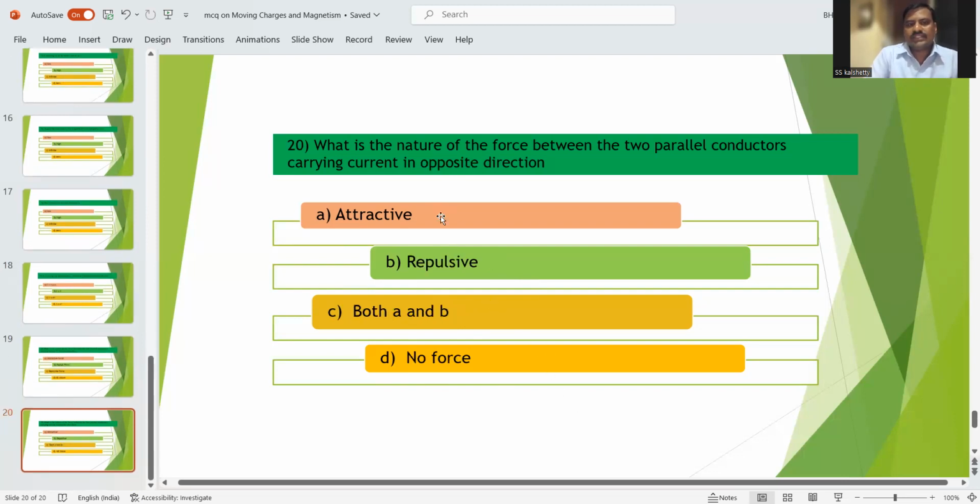A similar question: what is the nature of the force between two parallel conductors carrying current in the opposite direction? Opposite direction means, no doubt, it is a repulsive force, right?